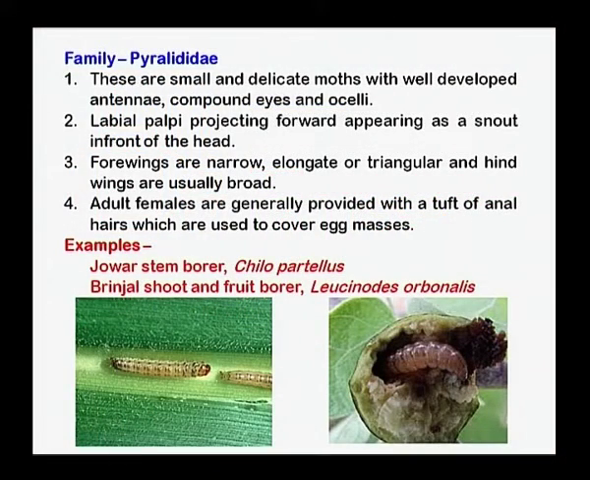Pyralidae, these are small and delicate moths, labial palpi projecting forward, appearing as a snout in front of the head. Forewings are narrow, elongate or triangular and hind wings are usually broad. Adult females are generally provided with a tuft of anal hairs, which are used to cover egg masses. Jowar stem borer is one of the good examples under the family Pyralidae.